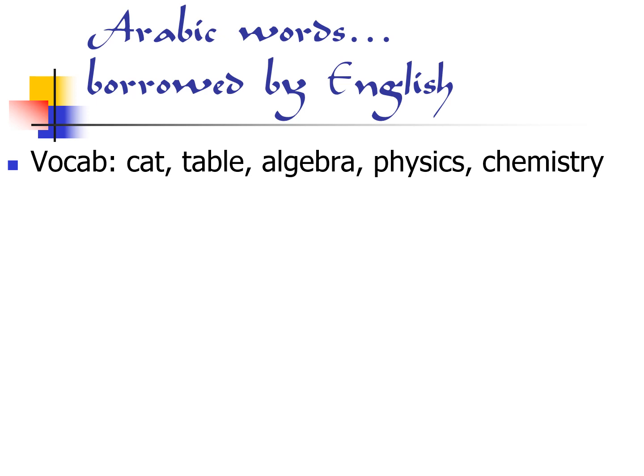Ready? Cat, table, algebra, physics, chemistry. Arabs invented those sciences while Europe was going through the Dark Ages.